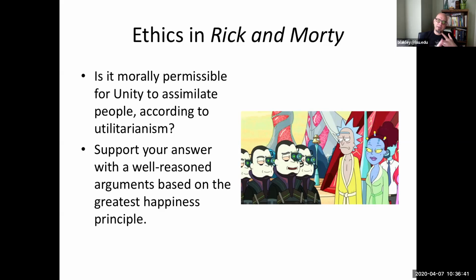Second, what kind of justification, what kind of defense, or what kinds of reasons does Unity give in support of her assimilation project? She's assimilating planets, populations of planets. What reasons does she give for doing so? Are they utilitarian reasons? And think about whether utilitarianism really does justify that plan. Finally, think about what happens when people are freed from the collective. What are the consequences of that versus the consequences of assimilation?